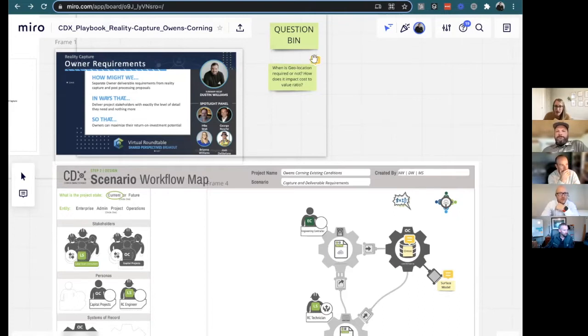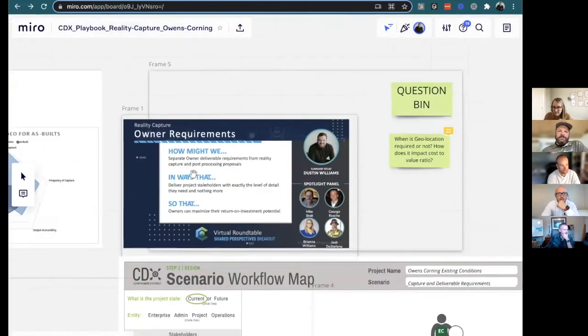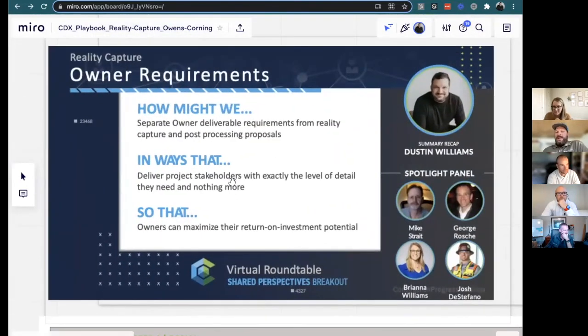I think that goes back to delivering what they need at the right level of detail and nothing more. And that gets tricky. A good example: I was just at a conference with Kelly Cohn, and he talked about an owner they worked with that would not tell them what they wanted to do with the data, and wanted to dictate what hardware they used and all this different stuff, but wouldn't tell them what they wanted to do with it at the end of the day.